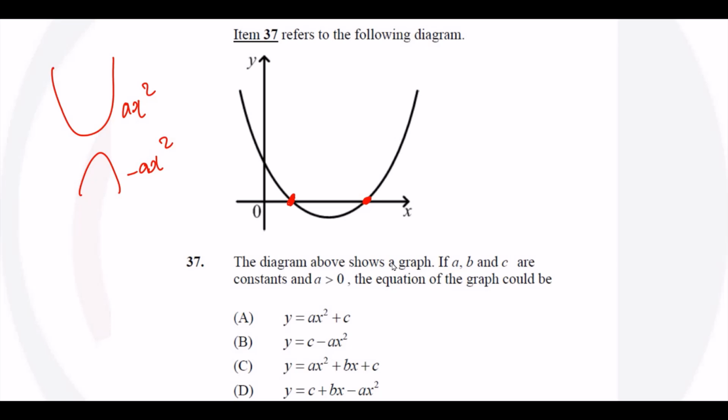And this C right here is where it cuts the y-axis. Here would be the roots when you solve. So which one matches? This doesn't match, this doesn't match. So it's between these. And we established that once it's minus ax squared, it's a frown, and when it's positive, it's a smile. So therefore our answer is going to be C. Y equals ax squared plus bx plus c. We call it the quadratic form.